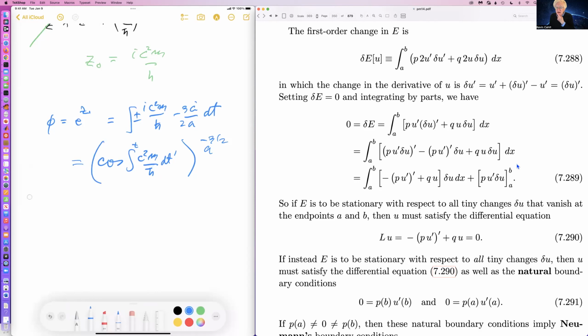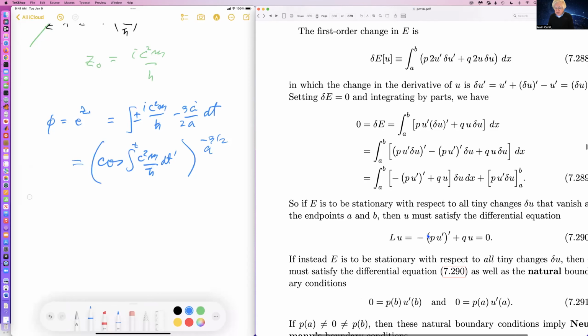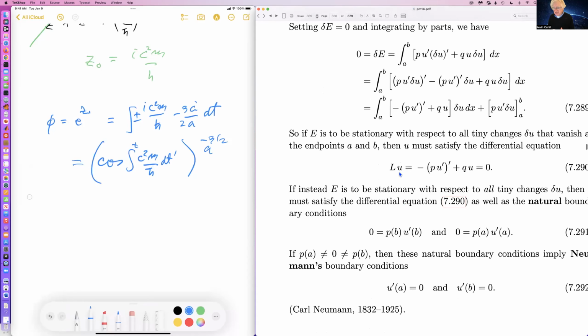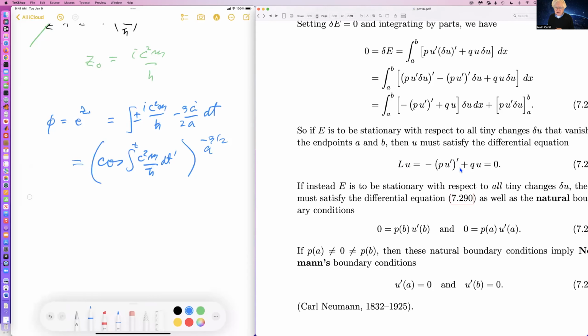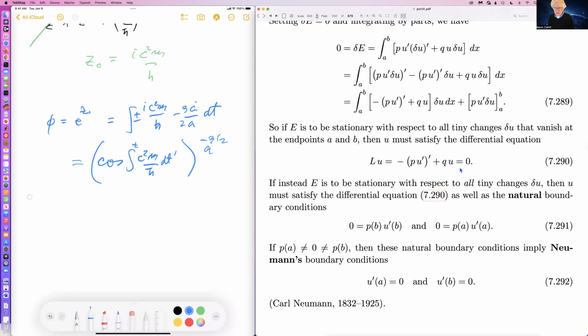Well, in that case, we get that this term vanishes in any case because du vanishes at the endpoints. And so what we have is simply the requirement that this vanish at every point between A and B. And so we get that U satisfies this differential equation. And this is what's called a self-adjoint differential equation, or an equation of self-adjoint form.